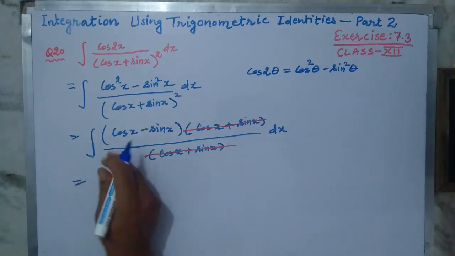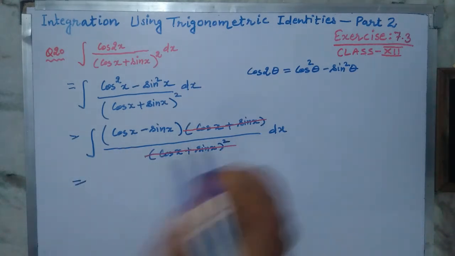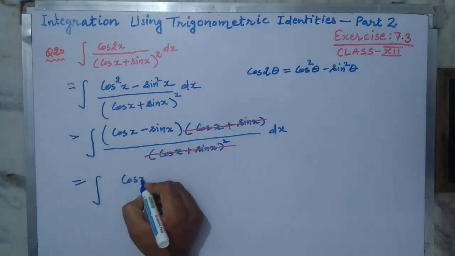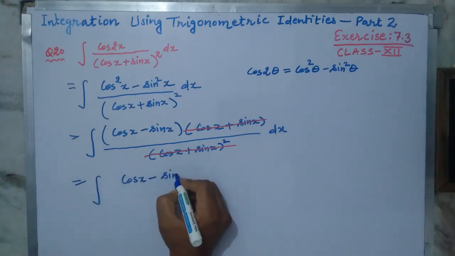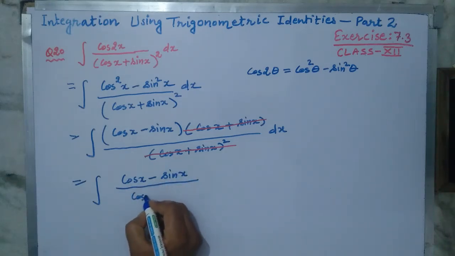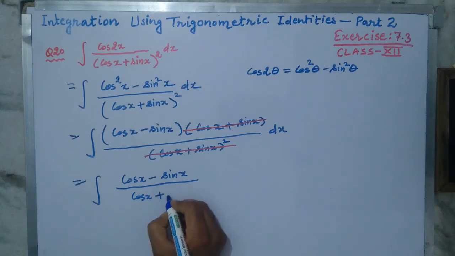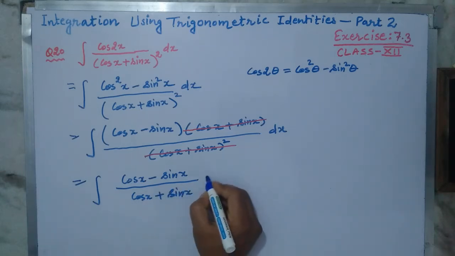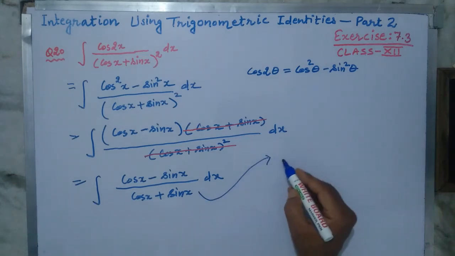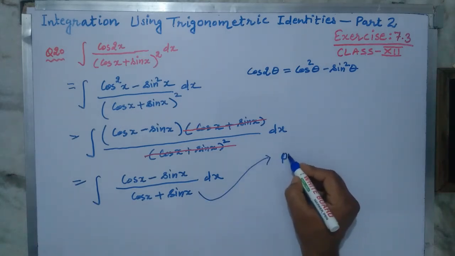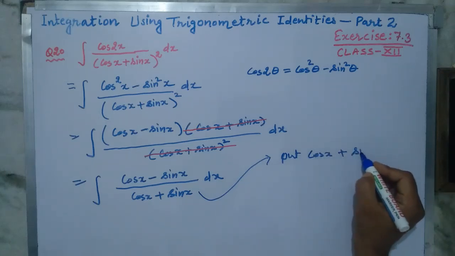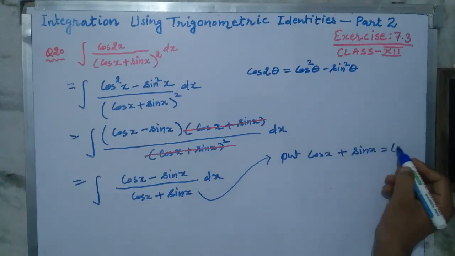So what is the integration of, but it was the square, so we write this now equal to the integral of (cos x minus sin x) whole divide (cos x plus sin x) into dx. Now in the denominator put cos x plus sin x equal to t.